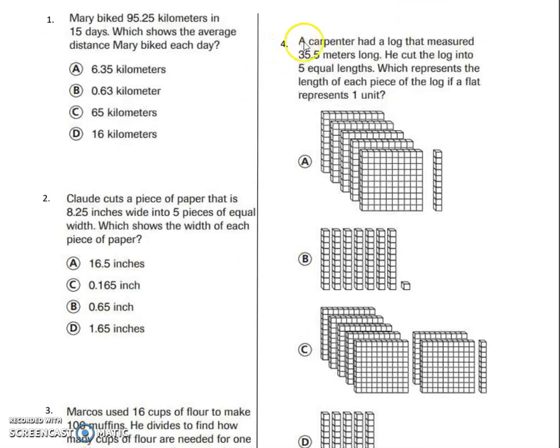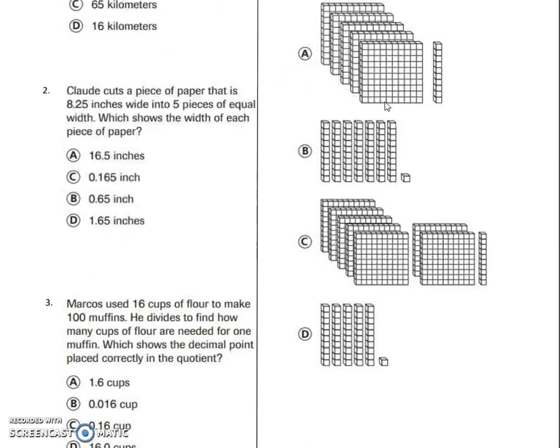Question 4. A carpenter had a log that measured 35.5 meters long. He cut the log into 5 equal lengths, which represents the length of each piece of the log if a flat represents 1 unit. You may pause the recording to answer the problem.